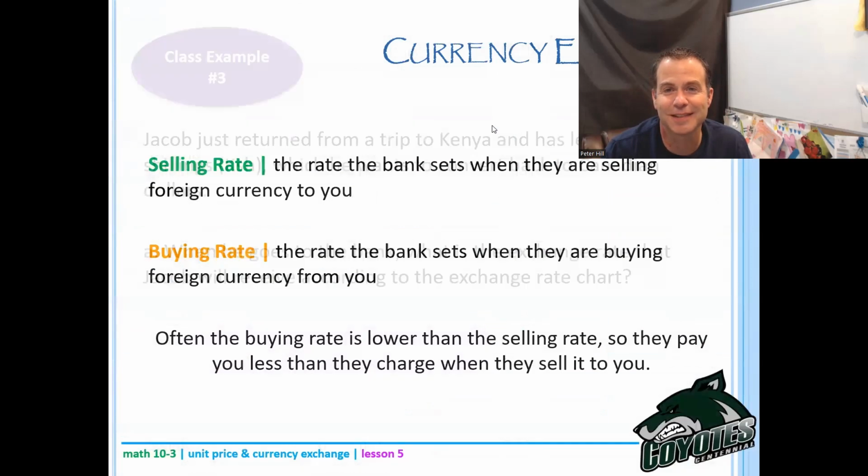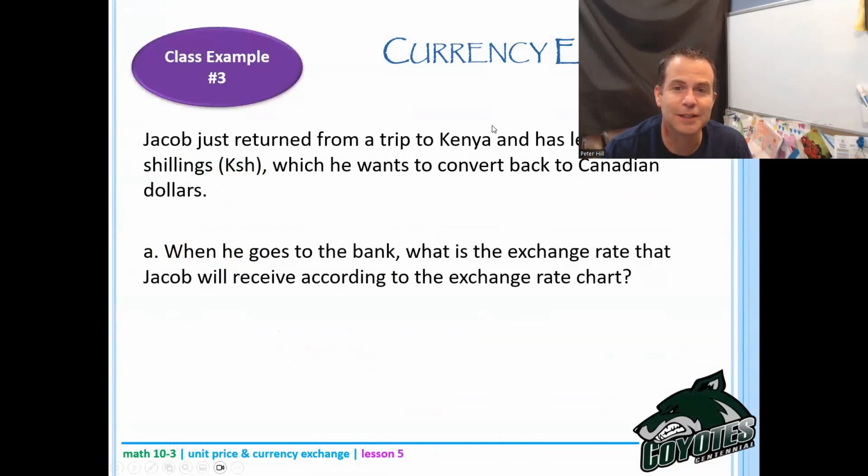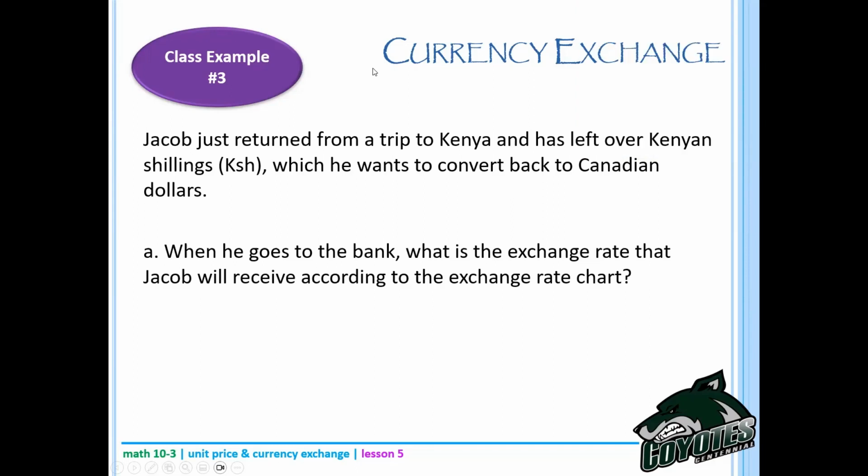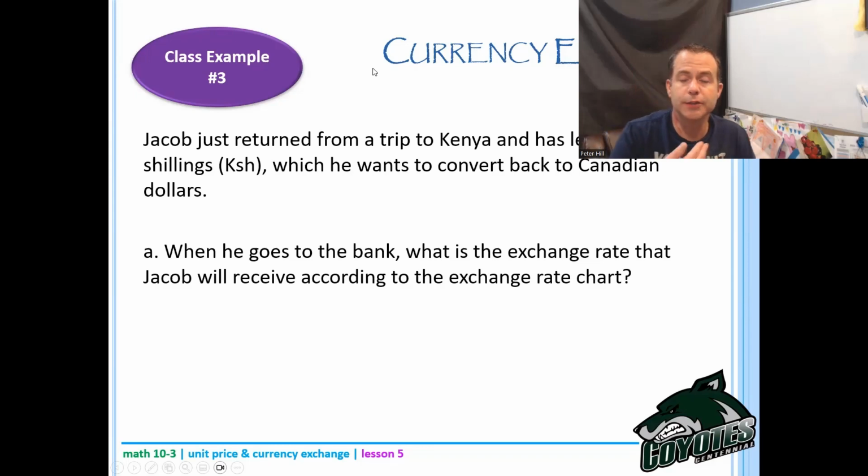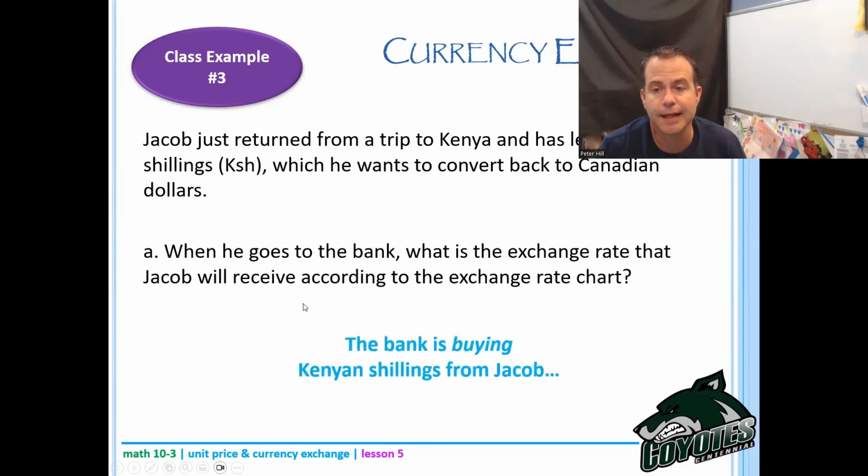Okay, so class example number 3. Jacob just returned from a trip to Kenya and has leftover Kenyan shillings, which he wants to convert back to Canadian dollars. So when he goes to the bank, what is the exchange rate that Jacob will receive according to the exchange rate chart? Let me hide my face for a sec so that you can get the full question there. So Jacob is walking into the bank with these Kenyan shillings and wants the bank to buy it back. So we are looking for the buying rate of Kenyan shillings. The bank is buying Kenyan shillings from Jacob.